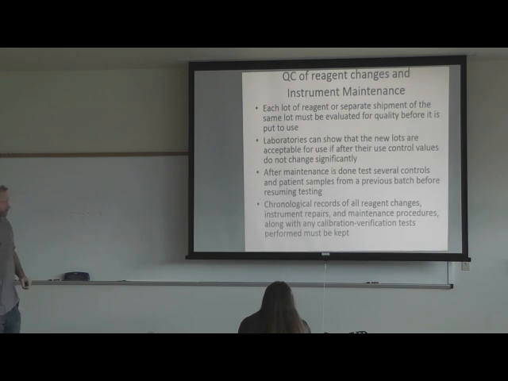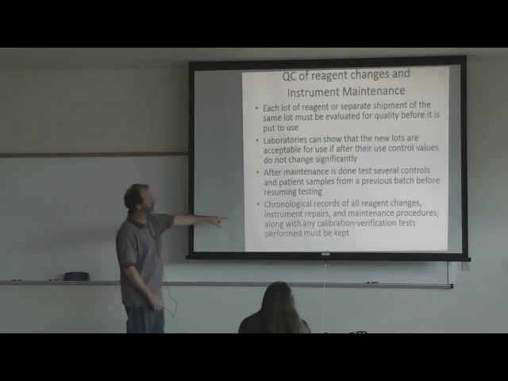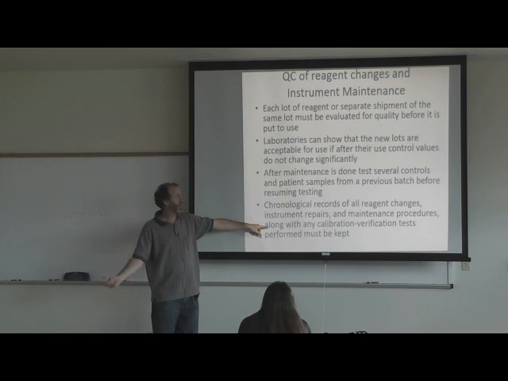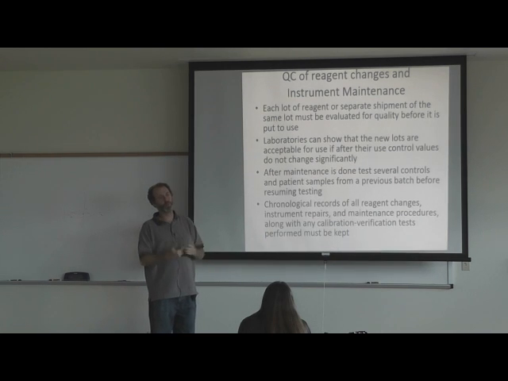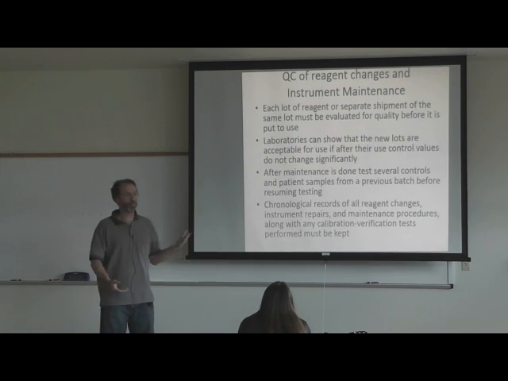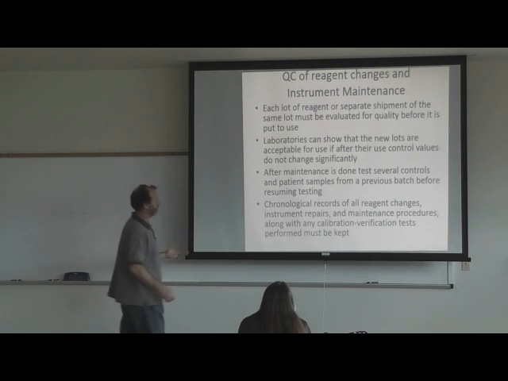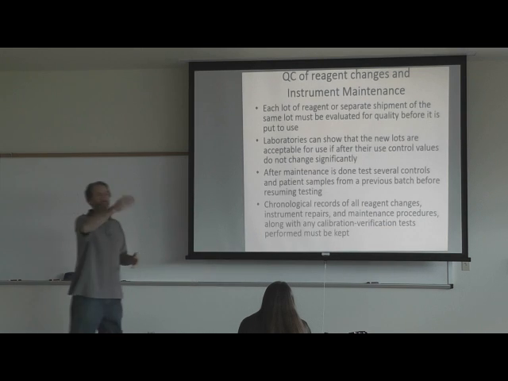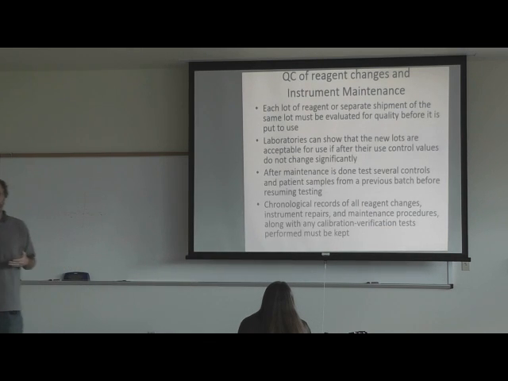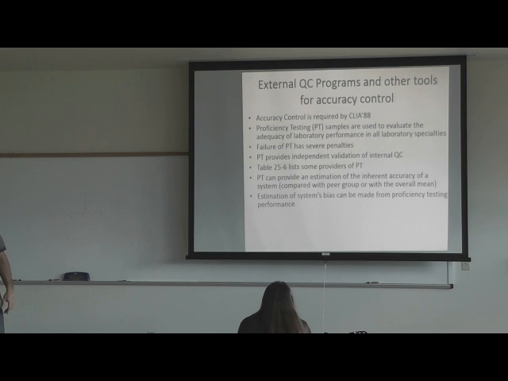So chronological records of all reagent changes, instrument repairs, and maintenance procedures, along with any calibration verification tests performed, must be kept. So that goes when you violate those Westgard rules, you can look at the maintenance record and say, oh, we just calibrated it, that's why we see a shift and have this 3SD result, right? Or 1-3S result. So then you have to recalibrate it and test it again to make sure the run's okay.